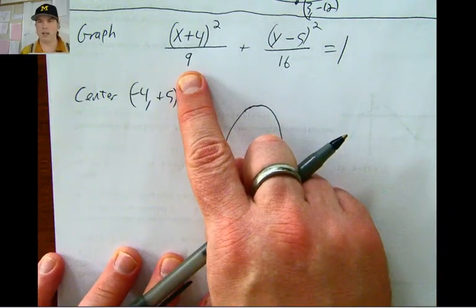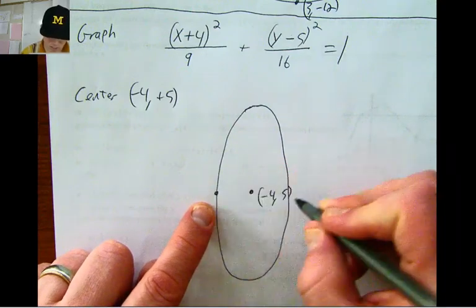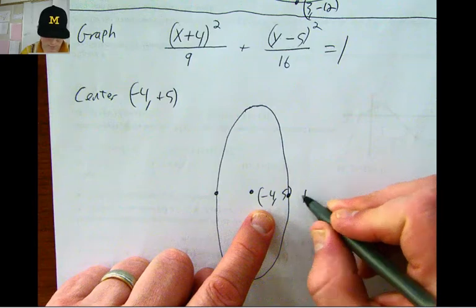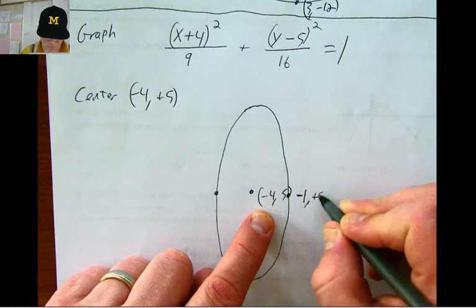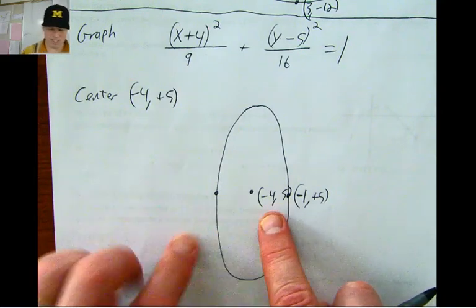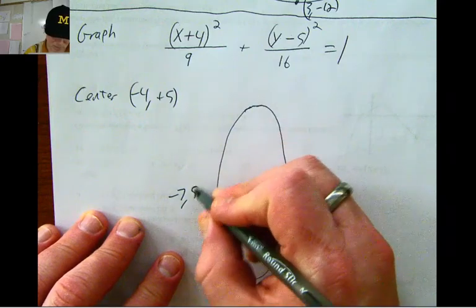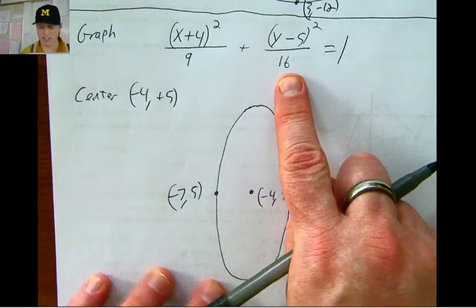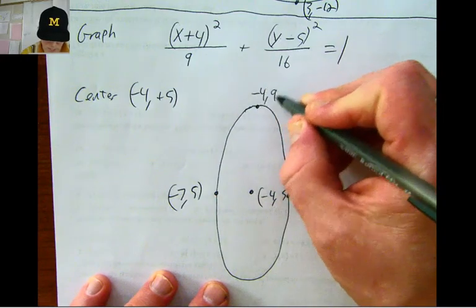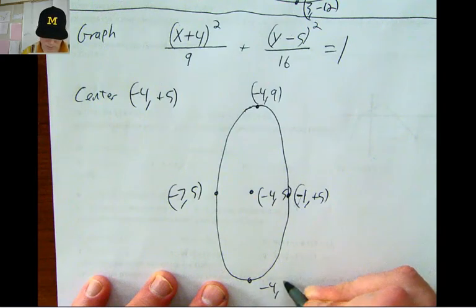So because this is divided by 9 and square root of 9 is 3, that means horizontally you go 3 units. So that would make this, excuse me, -1, +5 if I traveled 3 units from -4. If I traveled 3 units from -4 in the opposite direction, that would be at -7, +5. Vertically, square root of 16 is 4. If I go up 4, that would put me at -4, 9. If I go down 4, that would put me at -4, +1.